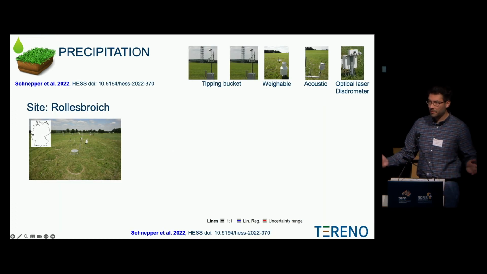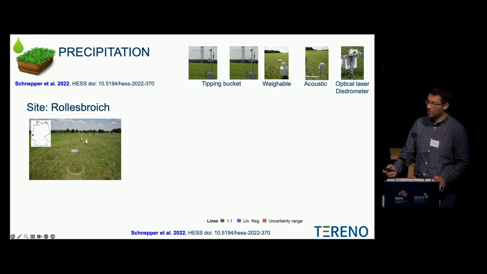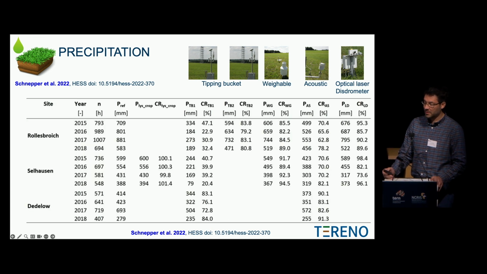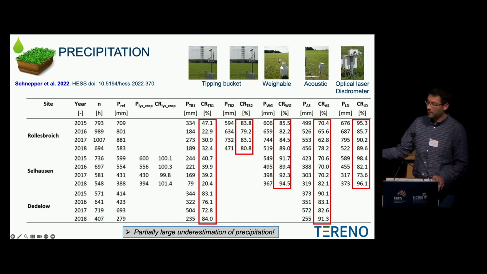In terms of precipitation, lysimeters can also be used to capture precipitation very accurately, because you know how much fell on the ground. This study showed the differences between different measurements of precipitation: tipping bucket, variable, acoustic, and laser. You can see these catch ratios were very broad compared to the reference point, which was lysimeters. So there is a large underestimation of precipitation which is actually reaching the ground level.